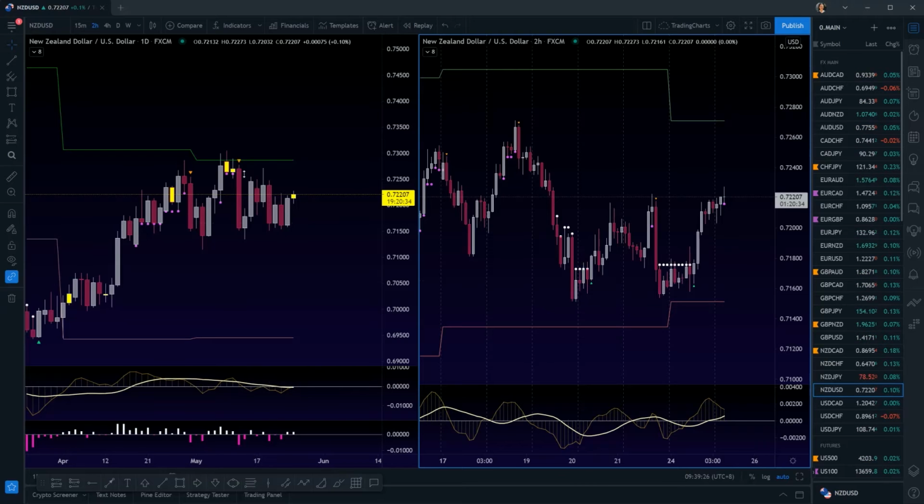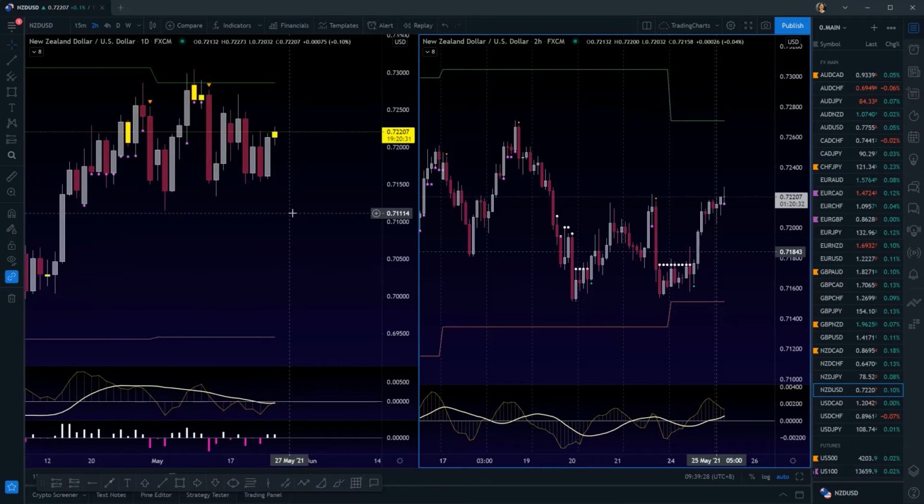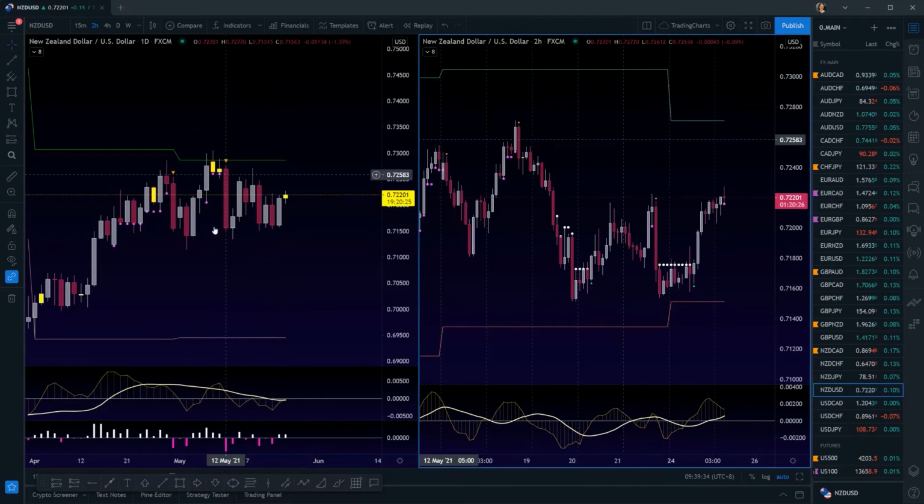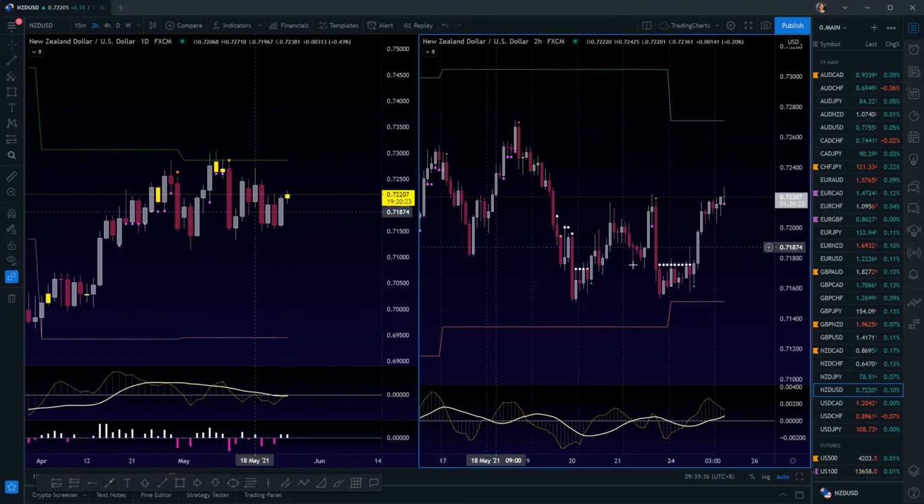New Zealand dollar daily, no edge on the daily. It's just messy. The US dollar pair seems to be just rangy.